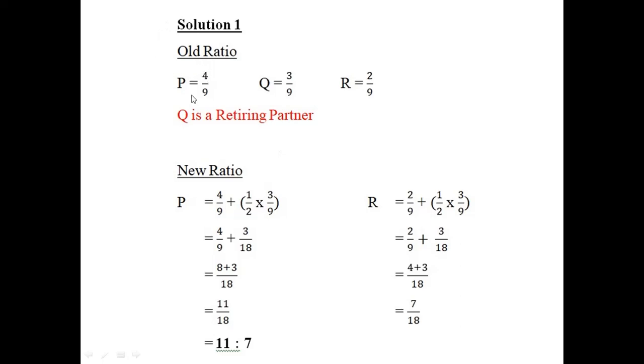So the old ratio is P equals 4 by 9, Q equals 3 by 9, R equals 2 by 9. We know that the sum of the ratio is 9, that is 4 plus 3 plus 2 equals 9. Now in this question, Q is a retiring partner. Read the question very carefully, because depending upon the question, this calculation of the new ratio varies from question to question. Just understand the language.